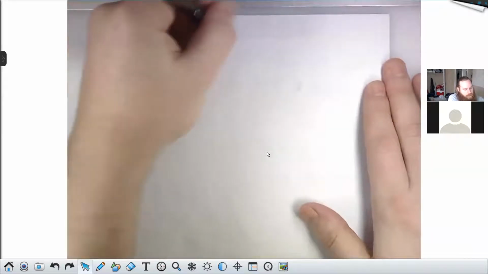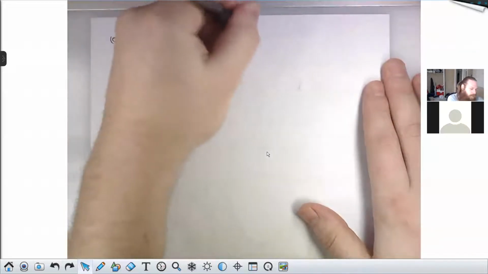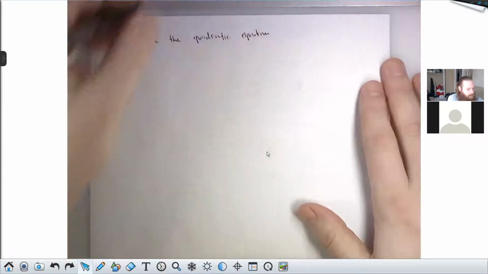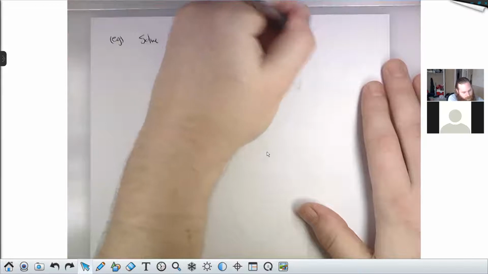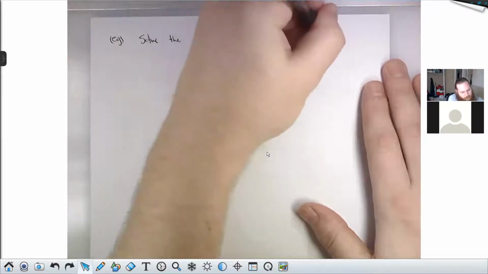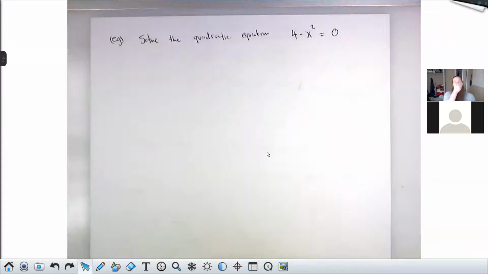So let's solve the quadratic equation. Let's say 4 minus x squared equals 0. So how do we do this? How do we solve this equation?